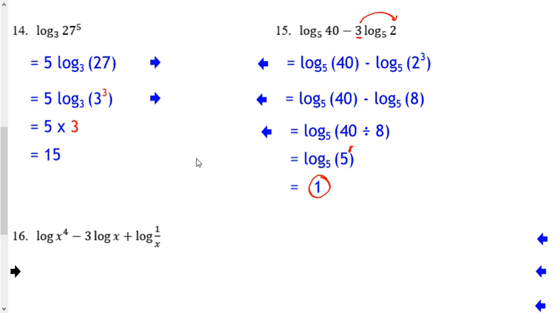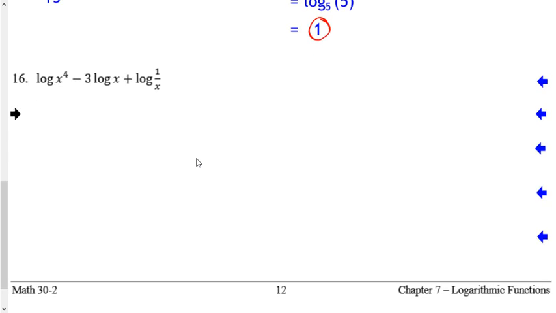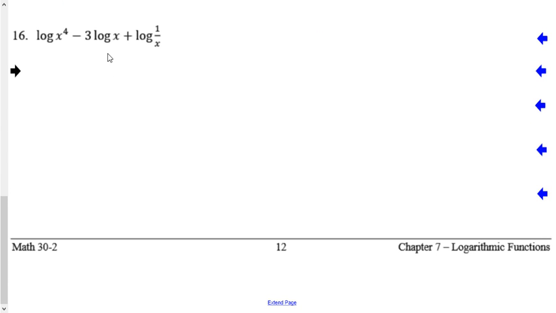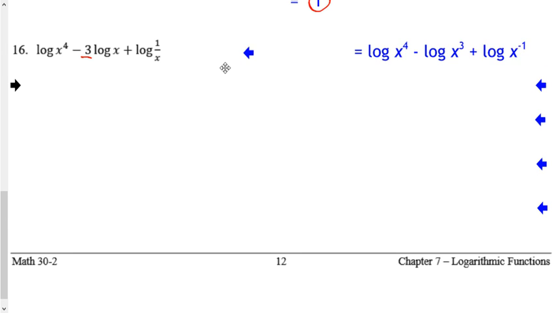On to number 16. This one is even more complex yet. We have a few stages we need to go through to simplify it. Again, I have a number here that's multiplied to the logarithm, so I need to take care of that multiplication first. So I'm going to do that, but I'm also going to change this so it's not a fraction anymore. So I'm going to change that 1 over x to an x to the negative 1, and then you can see that this 3 I brought to the exponent with the x.